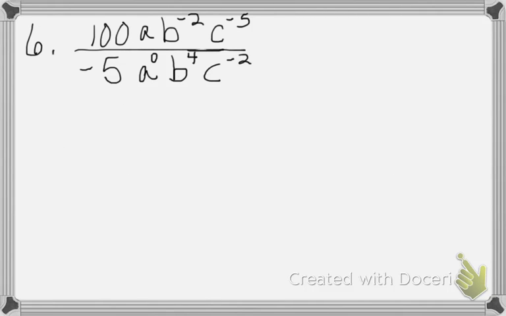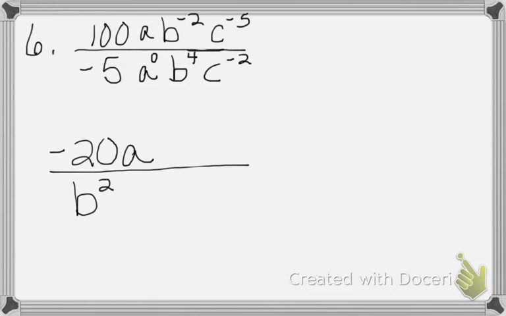Number 6, I'm going to divide 100 divided by negative 5 is a negative 20. Now I'm going to make all of my exponents positive. That a is positive, it stays where it is. B to the negative 2, I'm going to move that in the bottom to make it a positive. C to the negative 5, move that in the bottom. A to the 0 is 1, so it just goes away.